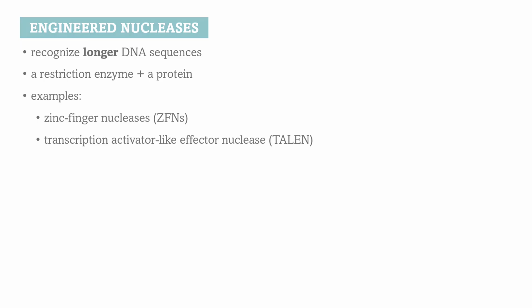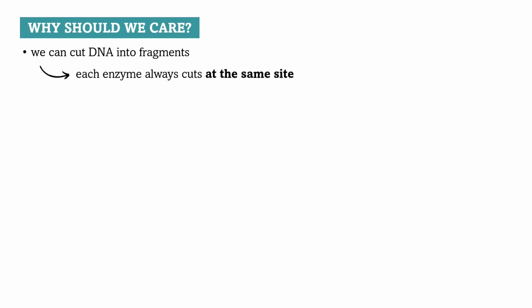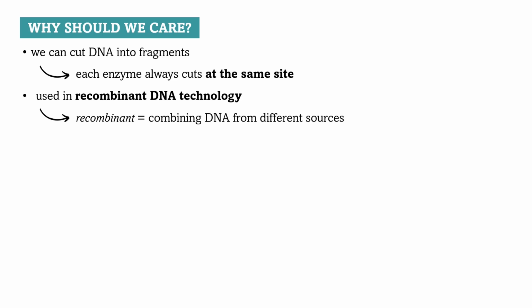Now, why is all of this important? Restriction enzymes, as you can imagine, are very useful when we want to cut DNA into fragments. You also need to realize that each enzyme always cuts a DNA molecule at the same site. And for these reasons, restriction enzymes are used in recombinant DNA technology, molecular techniques used for locating, isolating, and changing DNA segments. It's called recombinant because it combines DNA that comes from different sources.